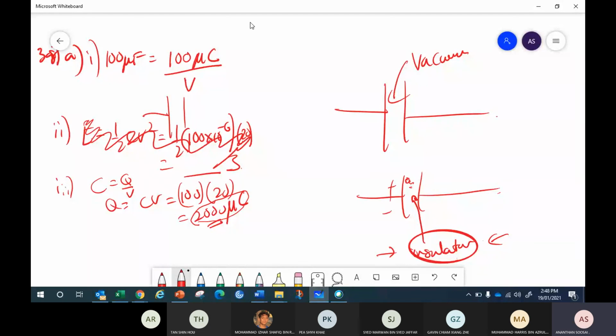Of course, when you give a very high positive and negative at the plates, the electron will try to move to the positive, and the nucleus tries to attract it to the negative. What happens? The electron will come out. So ionization happens, so electrical breakdown happens. Electrical breakdown will spoil or blow the capacitor.